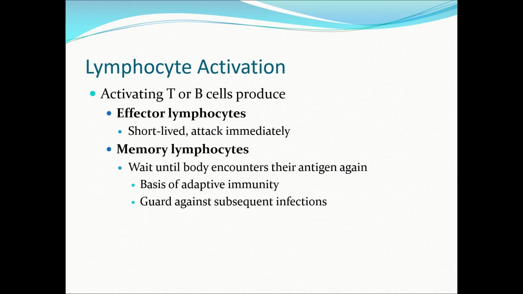Activating T or B cells produce effector lymphocytes and memory lymphocytes. Effector lymphocytes are short-lived and attack immediately. Memory lymphocytes will wait until the body encounters the antigen again, and it is the basis of adaptive immunity. It guards against subsequent infections.